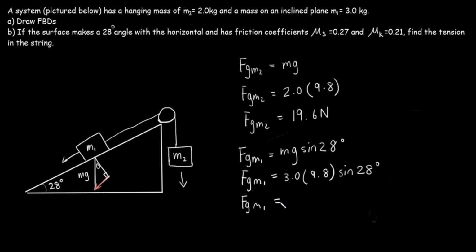And let's see what we get. The answer is approximately 13.8 newtons. So we can see that if we disregard the tension force and the friction force, we see that the overall system is moving this way, since this number is bigger than this number.